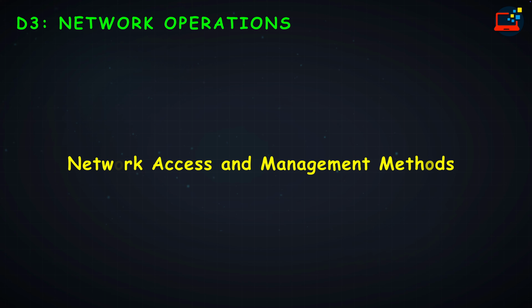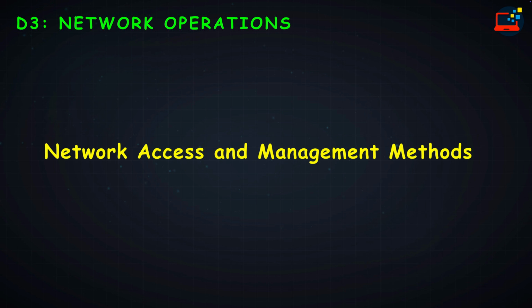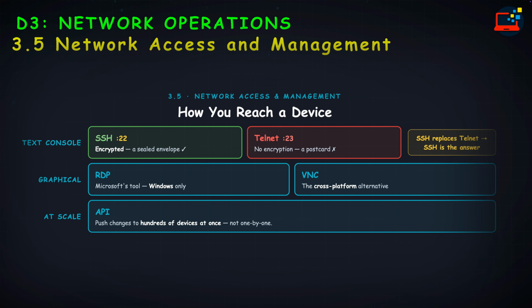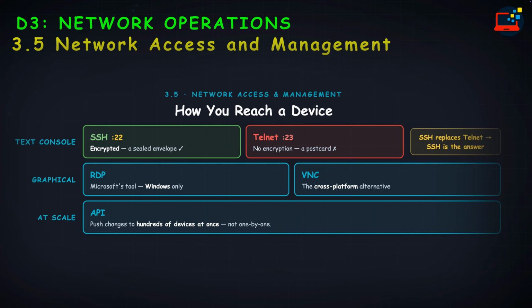3.5 is network access and management, the ways you reach a device to run it and the secure way to do each one. This section is short and very testable. For a text console, you have two protocols that do the same job with opposite security. SSH, Secure Shell, on port 22 is encrypted. Telnet on port 23 does the same thing with no encryption at all.